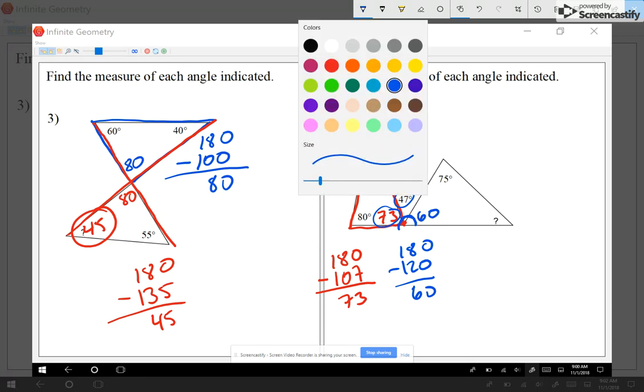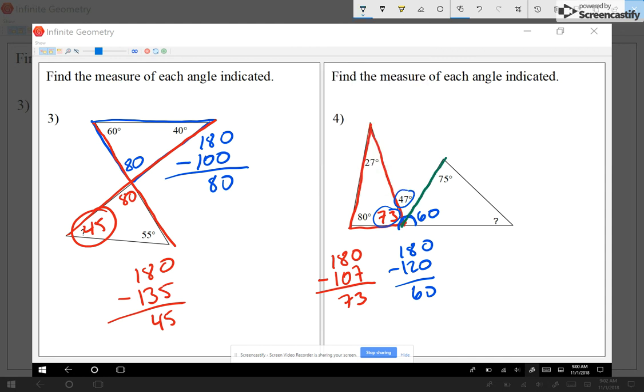Now to finish this question, I'm going to look at this green triangle. I have two angles, 75 and 60. Let me add those two angles, 75 plus 60, that gives me 135. Let me subtract it from 180, that gives me 45. So this angle here is 45.